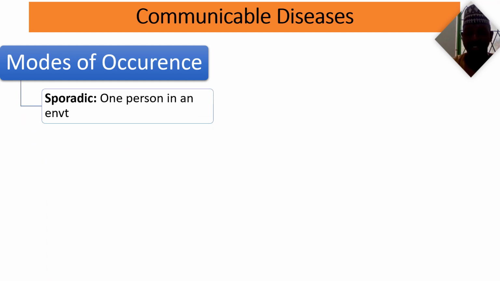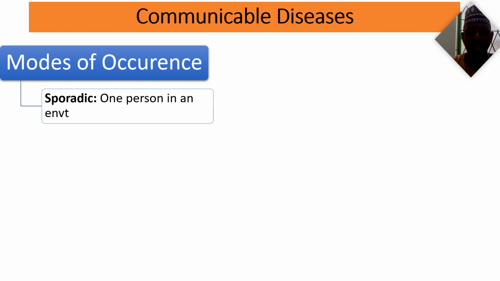sporadic communicable diseases. Sporadic communicable diseases are diseases that affect only one person. They generally affect only maybe one person or a few persons or animals in the environment within a short period of time. So it occurs just once in a while. So all diseases that occur once in a while affecting only a few individuals are referred to as sporadic diseases.